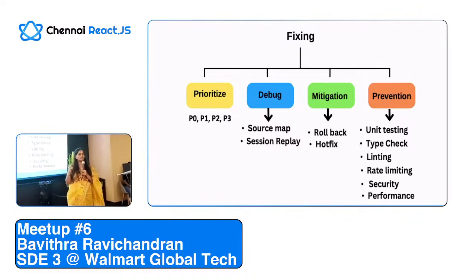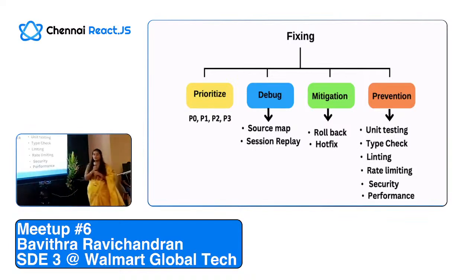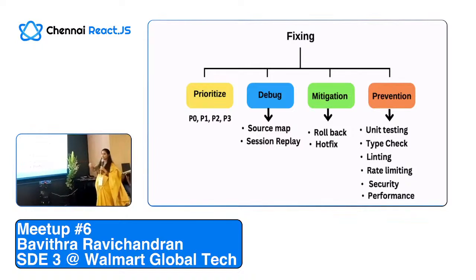And then prevention. Mitigation itself is not a solution, right? We have to prevent the error beforehand, or else again and again the error comes and we have to resolve it again and again. So we have to prepare the system so that the error does not happen a second time. In prevention, on the development side itself, you have to use unit testing, type checks, and linting, and do it in an automatic way. Also rate limiting, meaning you should not call unnecessary APIs. And security and performance also have to be enhanced, right?